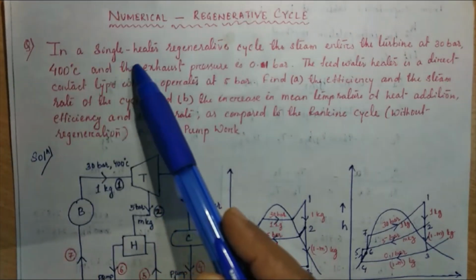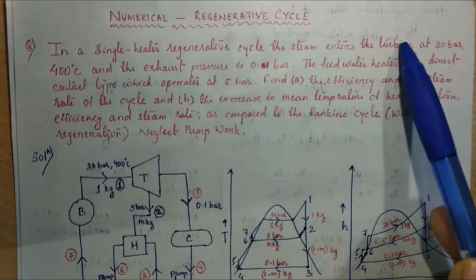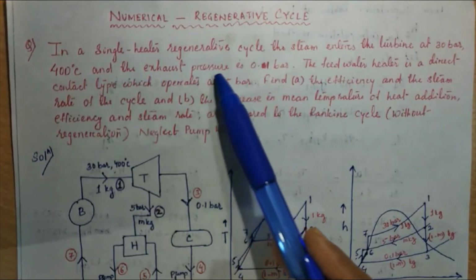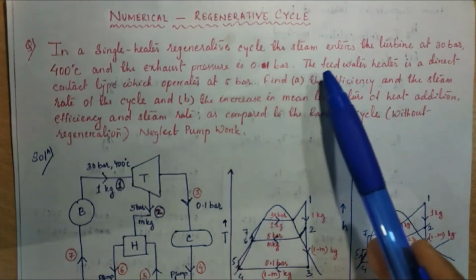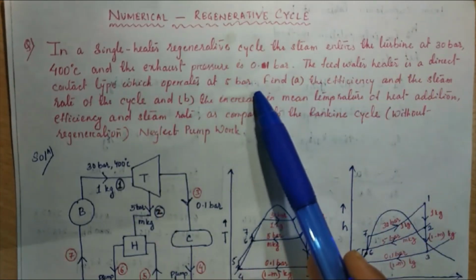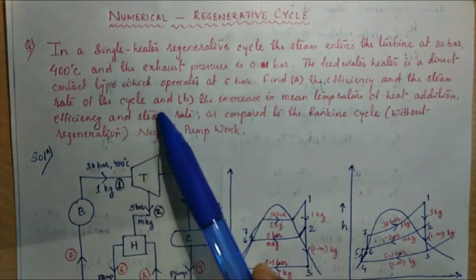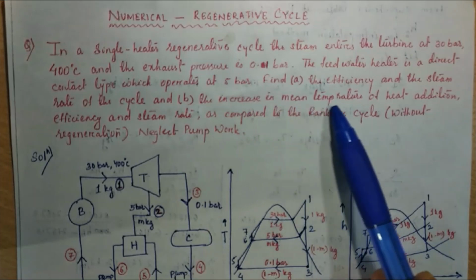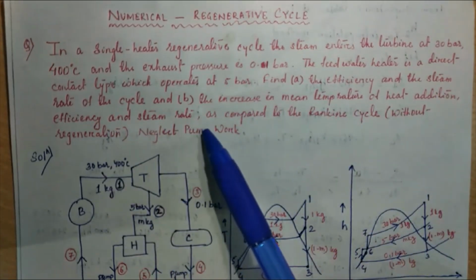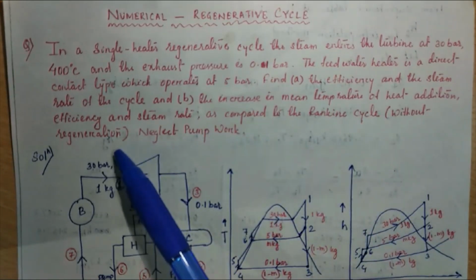In a single heater regenerative cycle, the steam enters the turbine at 30 bar, 400 degrees Celsius, and the exhaust pressure is 0.1 bar. The feed water heater is a direct contact type which operates at 5 bar. Find the efficiency and the steam rate of the cycle, and the increase in mean temperature of heat addition, efficiency and steam rate as compared to the Rankine cycle without regeneration.